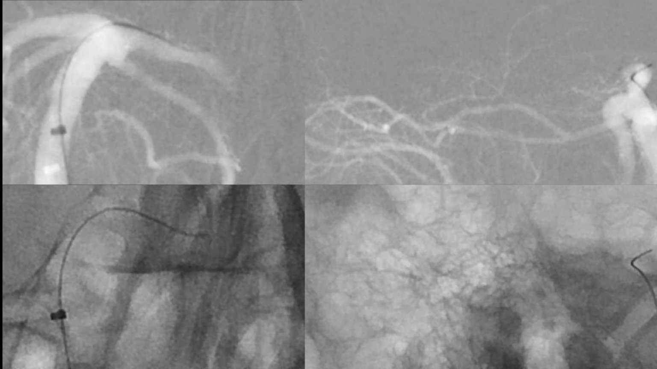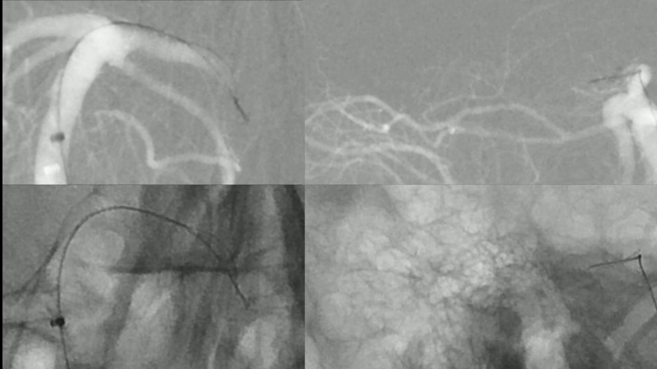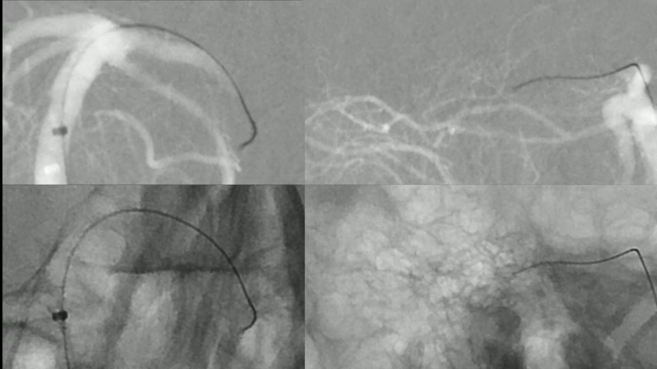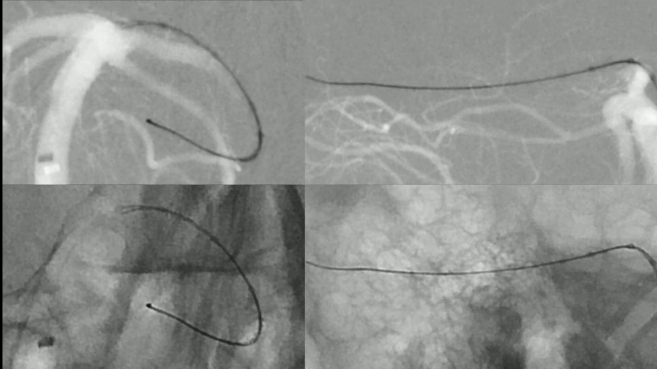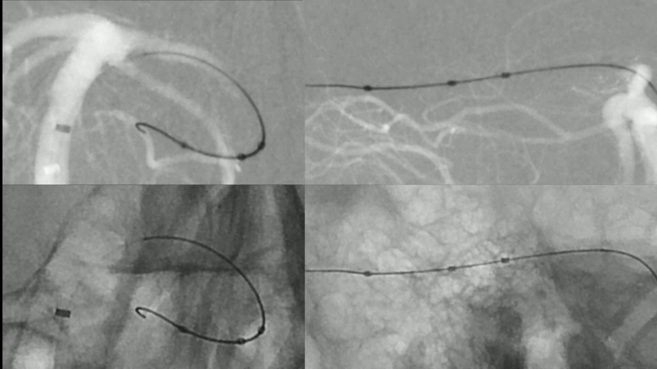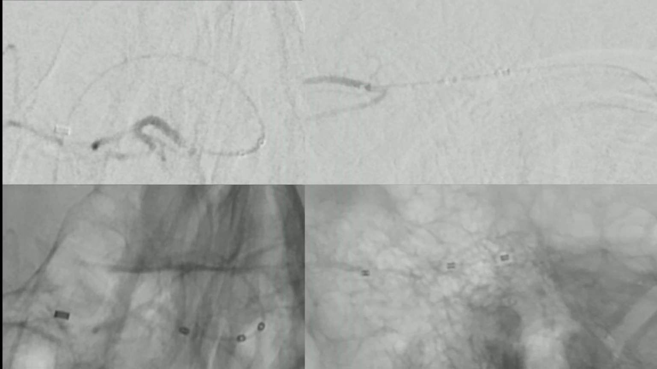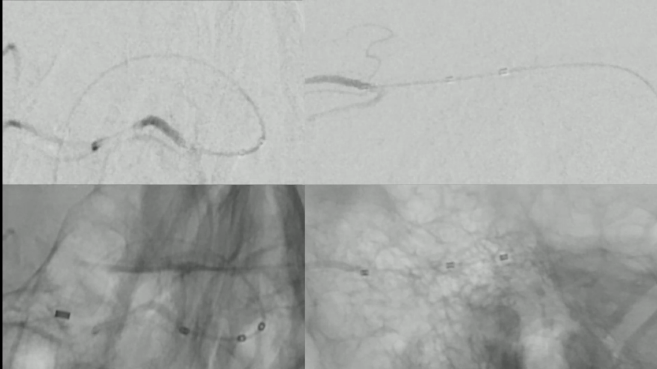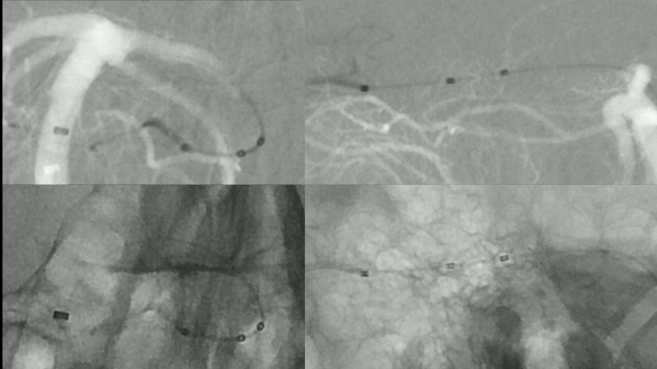And now we can navigate the left PCA. It's a little bit easier than the first time because we've performed the thrombectomy. And now we can push the balloon catheter to the distal segments of the PCA. And now we perform a 2D angiogram through the balloon catheter to make sure that we are in the vessel. And as you can see, we are in the vessel, so we can start the PTA.